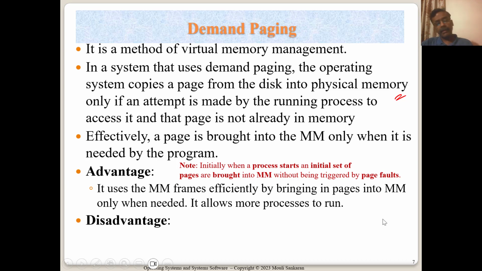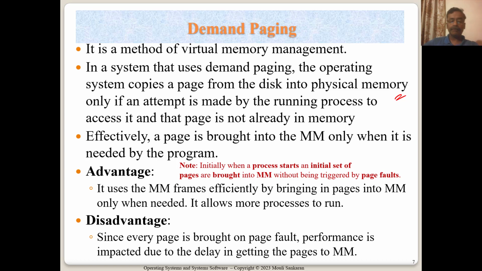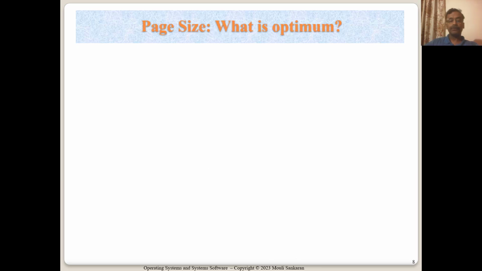But what is the problem with demand paging? Whenever a new page is required and it's not available, it has to be brought from the hard disk, so the program will be stopped. So the running efficiency will be affected because of frequent stops to bring in pages, because not all the pages are loaded in one go.